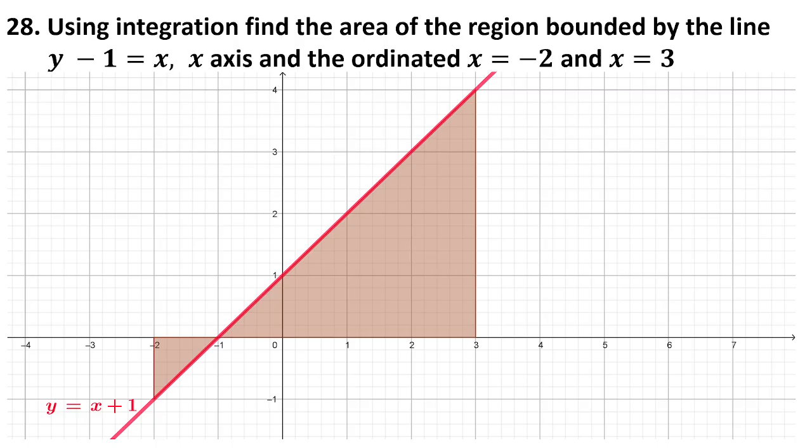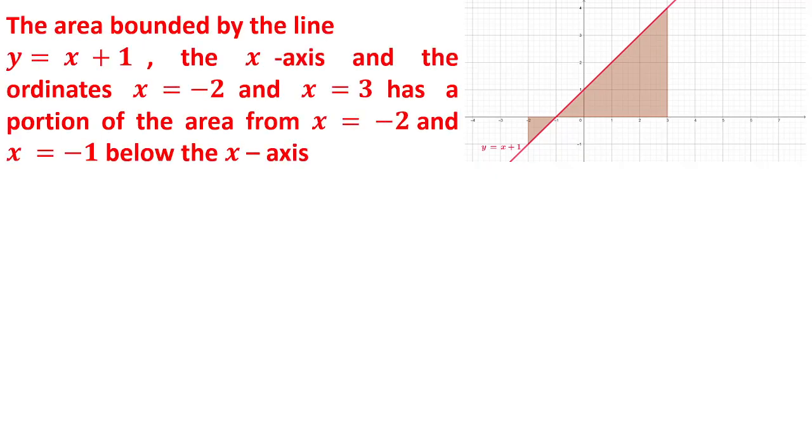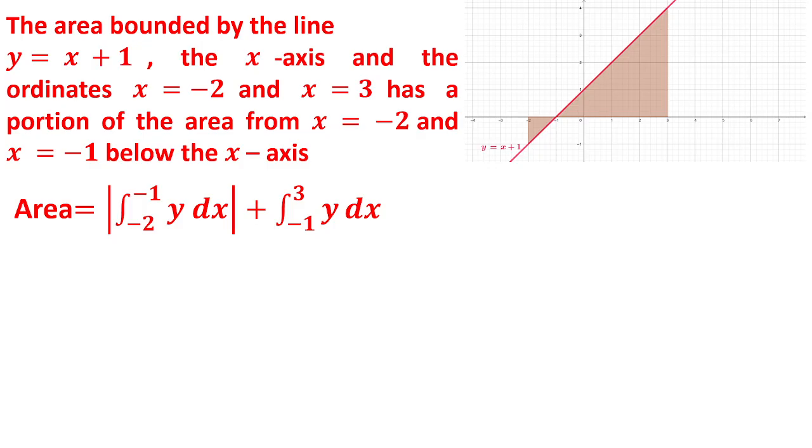But when you see this line from minus 2 to 3, when I want to find the area bounded, from minus 2 to minus 1, it is having the area below the x-axis. This area, you have to find the absolute value of the area. From minus 1 to 3, it is above the x-axis. Therefore, automatically, when you do the integration, you will get a positive answer. But I am explaining it once again. The area bounded by the line, the x-axis and the ordinates has a portion of the area from minus 2 to minus 1 below the x-axis. Where you have to divide the integral into 2. Integral number 1 plus integral number 2.